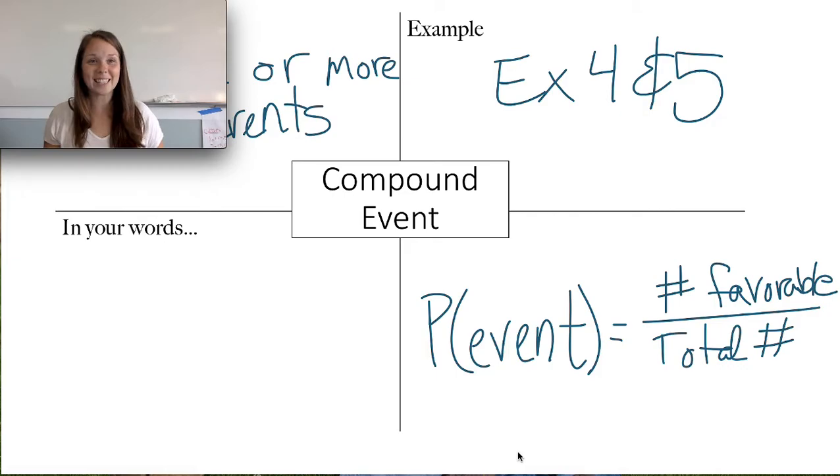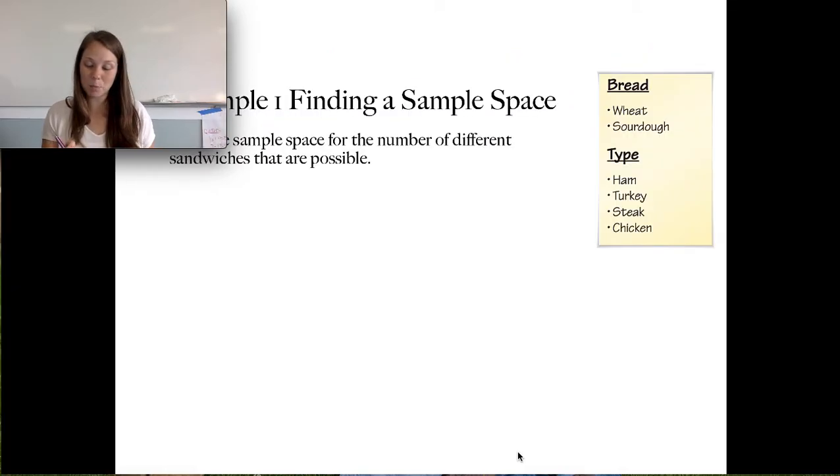All right, so let's get on to some examples. So example 1 with finding sample space. With finding a sample space, there's a couple of ways you can go about it. In example 1, I'm going to show you how you can use a tree diagram to find a sample space. In example 2, I'm going to show you how you can use a table to find a sample space. Again, these are just two methods. If you have another method that you like better, as long as it's showing your work and your thought process, that's fine too.